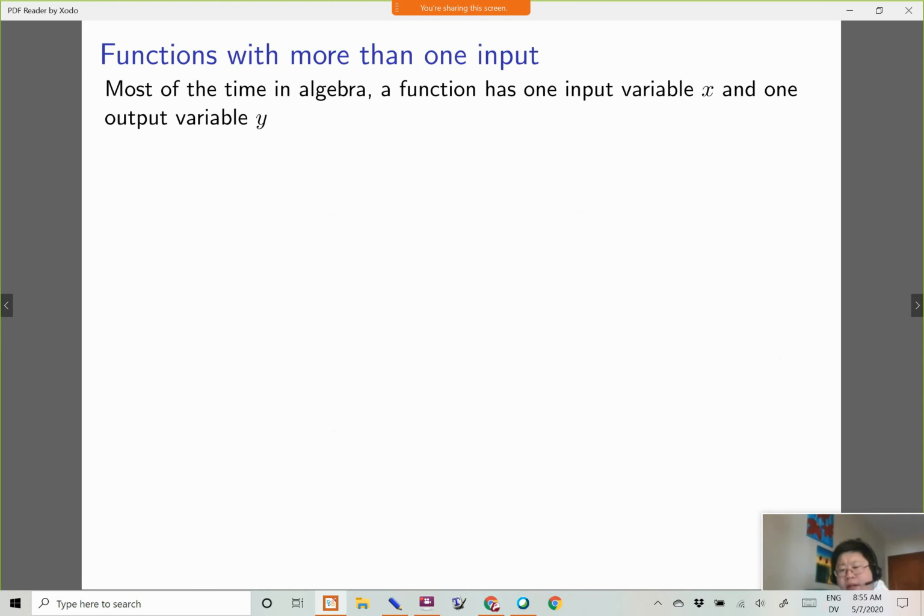So today, what's the deal? I'm gonna move forward in slides here so I can see. Today we're gonna talk about functions with more than one input.